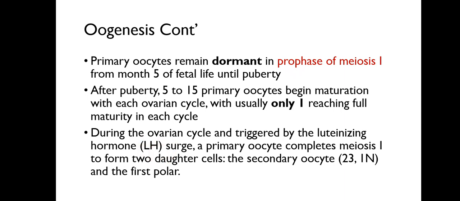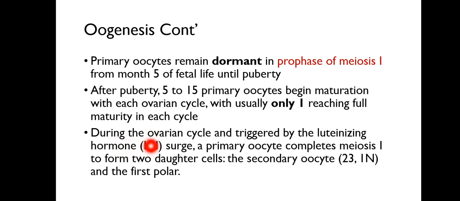Remember, I said that in meiosis, a primary cell undergoes meiosis 1 to form a secondary cell. It is at that stage of meiosis 1 where you reduce the number of chromosomes from 46. So this primary oocyte has 2n chromosomes, but when you form the secondary oocyte, it has 23 chromosomes, or 1n. And you also form the first polar body.